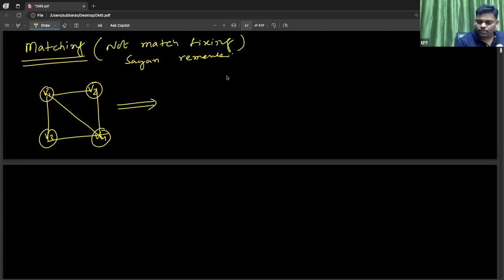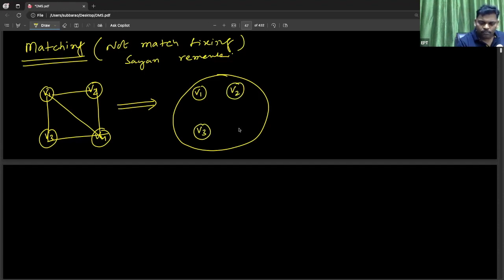Careful, everyone observe. Interesting one. Everyone has to observe. Matching, what? Remember. First of all, they will ask you what is the matching number of the graph. They will give one graph and ask you what is the matching number of the graph. See how the problem is given. They gave this graph.